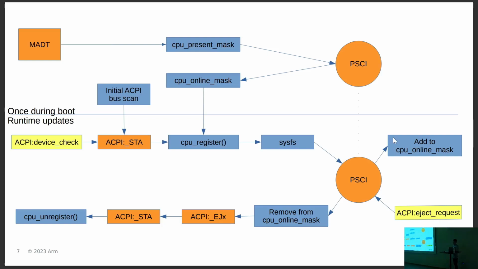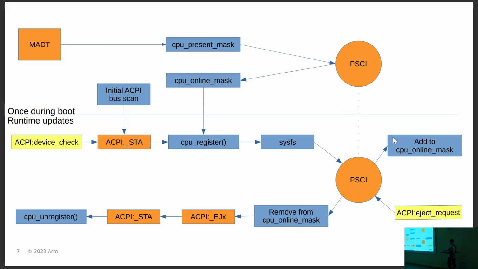So from there, at runtime, on the left, this device check is a notification from firmware that something's changed. The operating system calls STA, it notices the enable bit's been set now, and it will call CPU register. Things show up in sysfs, you get udev events to say the CPU's arrived, and it all looks like Hotplug to user space. For removal, it's very similar, that's the bottom right. Again, there's a firmware notification to say, I want to eject this and take it away. The operating system can fail this if it can't turn the CPU off for some reason, but if it succeeds, there's an eject method that gets called, and then you can call STA again, and you see some of those bits have changed, and it all gets removed.